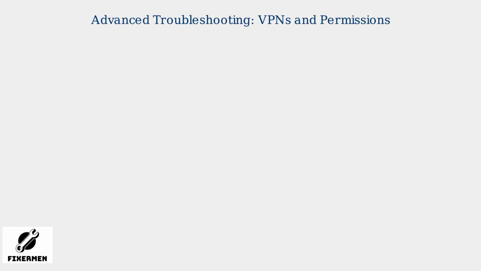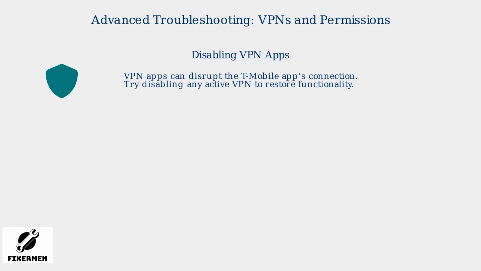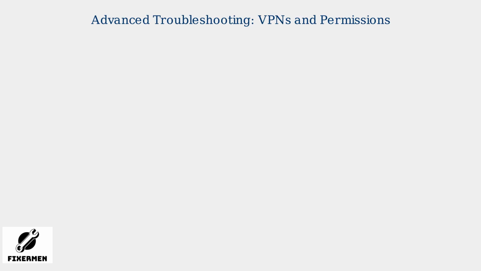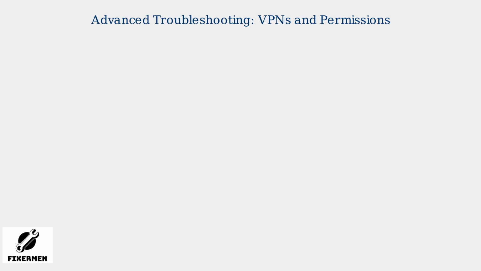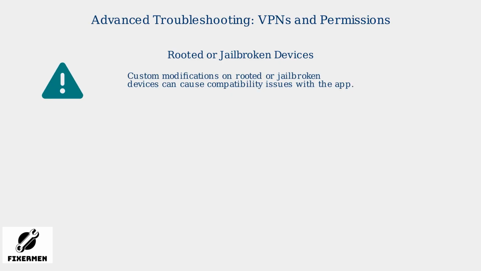If the simple fixes don't work, investigate further. Try disabling any VPN apps you're using, as they can sometimes disrupt the T-Mobile app's connection. Also, verify that the app has all the necessary permissions in your phone's settings, such as access to mobile data. If you're on a rooted or jailbroken device, that could also cause issues.